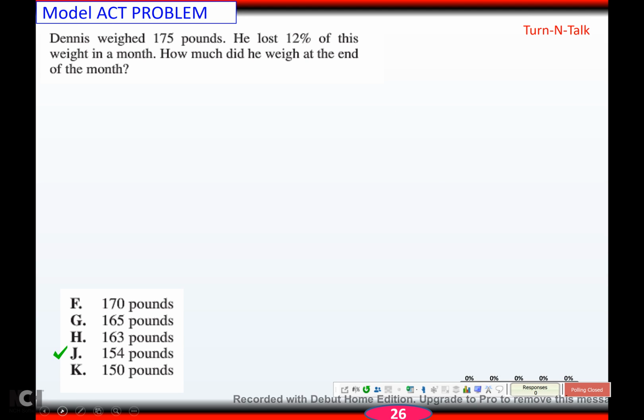Alright, Dennis weighed 175 pounds. He lost 12% of this weight in a month. How much did he weigh at the end of the month? Alright, well, he started off weighing 175. He lost, that's subtraction, 12%, that's 0.12, of means times this weight, which was 175. So if I do that, that's going to be 175, take away 21 is 154. Okay.